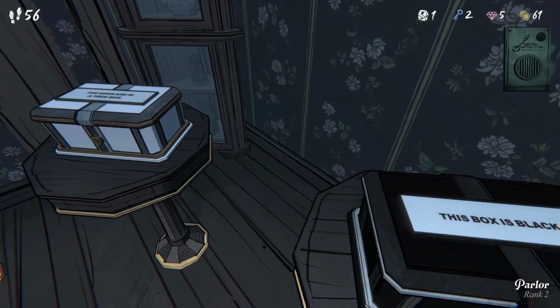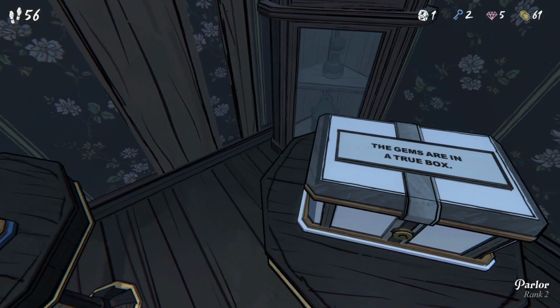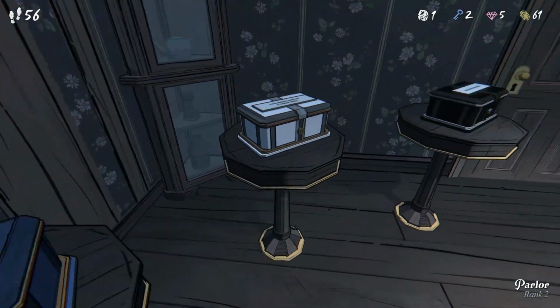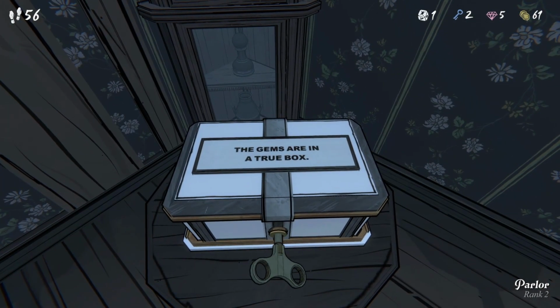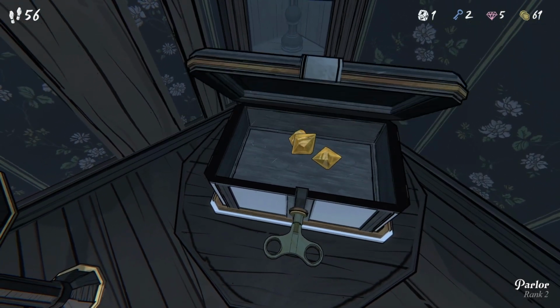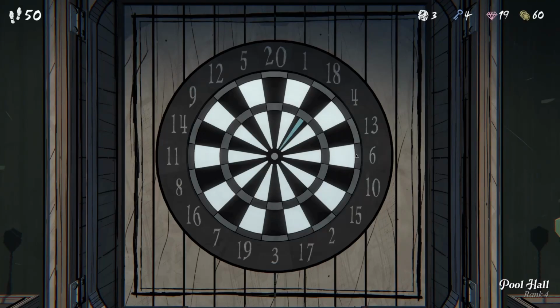Let's see. That's true. That's true. That's false. So it's not in a false box. So it's not in a true box. So it's in this box. Where 6? That's 3. 0? No. 2.